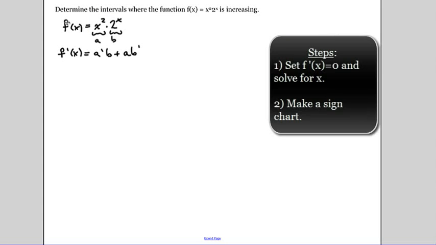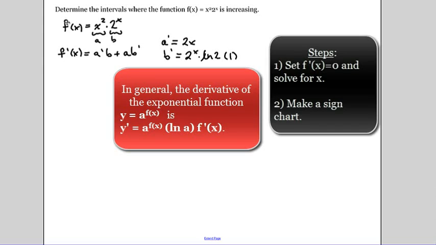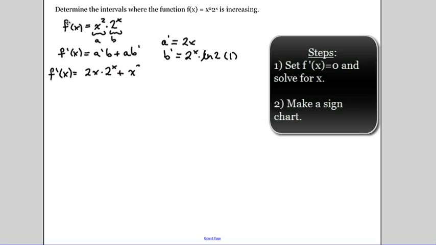So I'll just go off to the side and compute a prime and b prime. If a is x squared, then a prime is 2 times x. And if b is 2 to the x, that's an exponential function, then b prime is 2 to the x times ln 2 times the derivative of the exponent, which is 1. So again, I'll just emphasize what a prime, b, and b prime are.